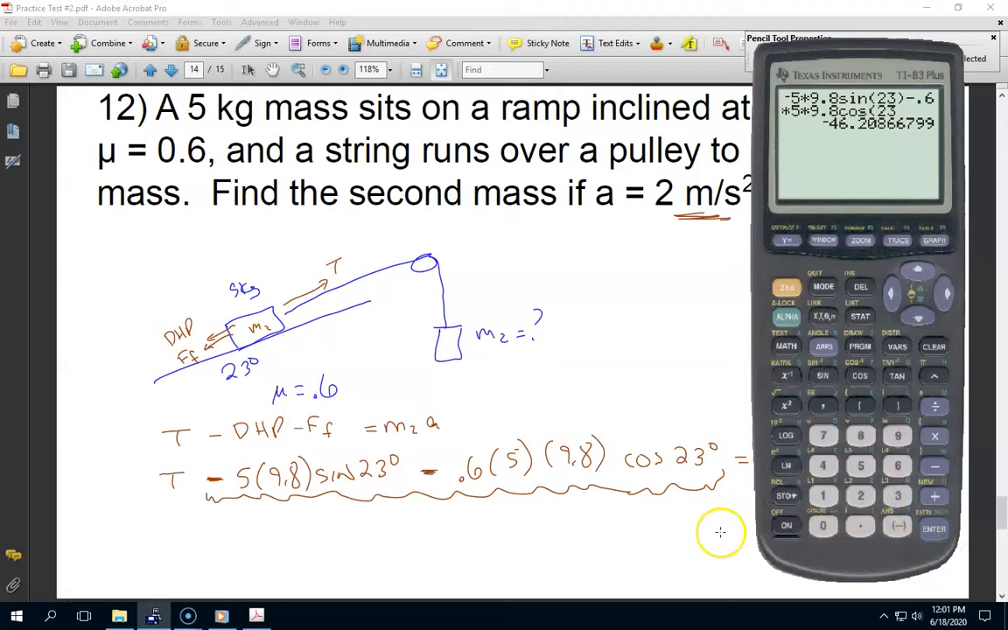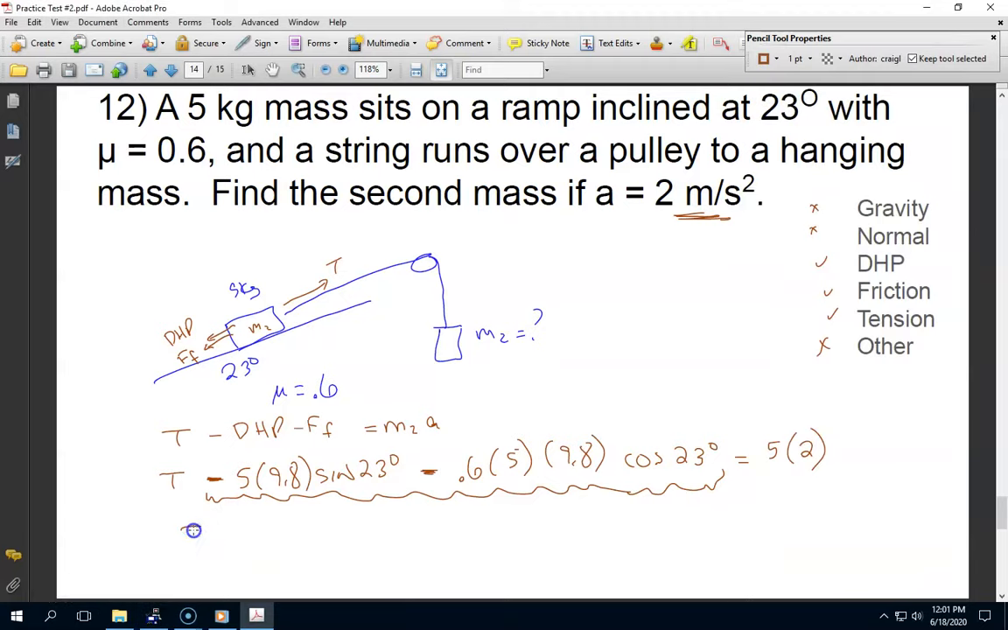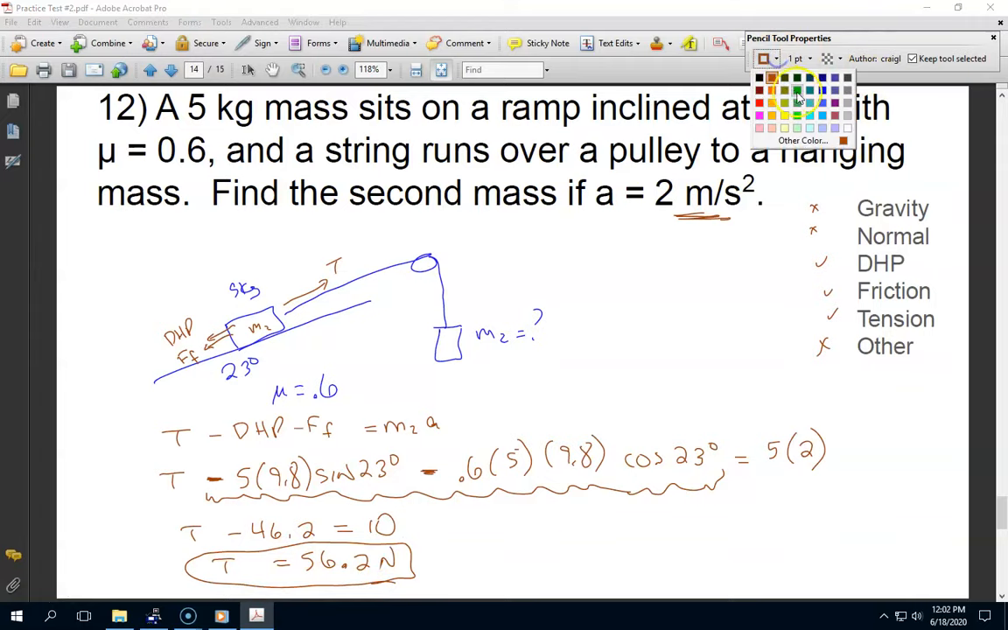So we'll put that in, negative 46.2. I got 5 times 2 on the other side, so that's 10. The tension is going to be 56.2 newtons right there, and the funny algebra thing doesn't happen here, so it's not that funny anyway. Nobody's laughing.